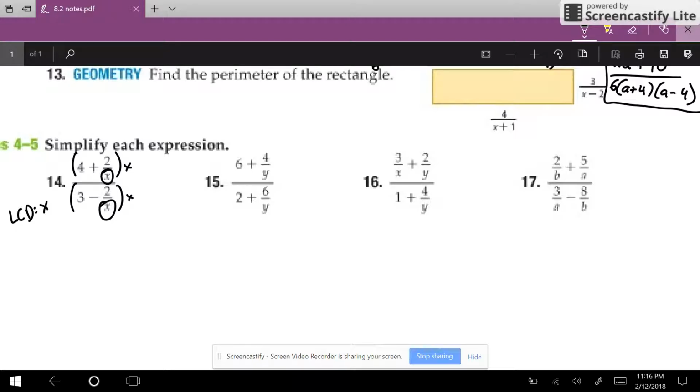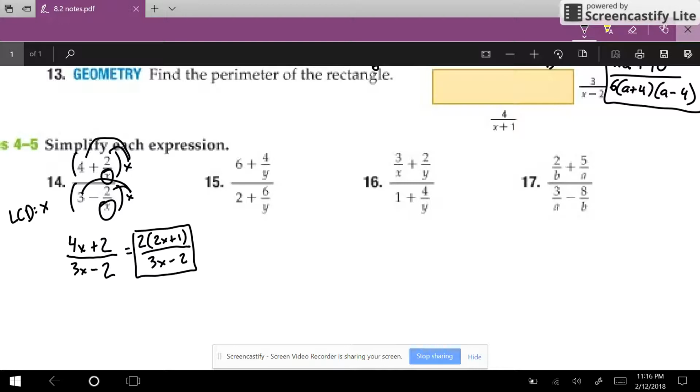So I have to distribute that to each term. So in the numerator, I have 4 times x plus, and then when I take x times 2 over x, my x's will cancel, leaving me with just 2. Now in the denominator, I'm going to distribute my x. Again, 3 times x is 3x minus, and here 2 over x times x, the x's will cancel, leaving me with 2. Now if I look at that numerator, I can factor a 2 out, leaving me with 2x plus 1. But in the denominator, nothing factors, so I do not have any common factors to cancel. So there's my answer.